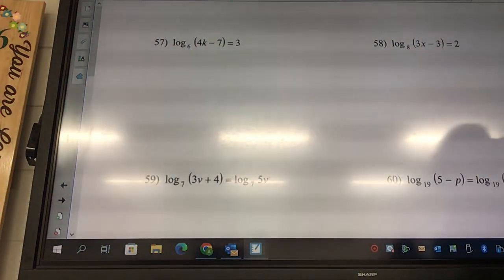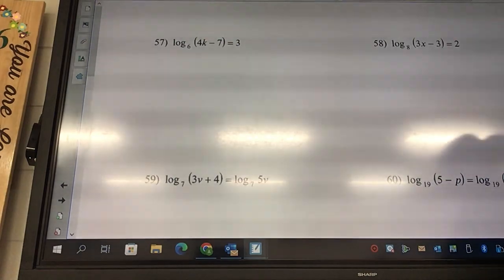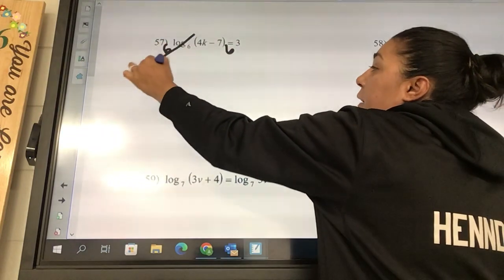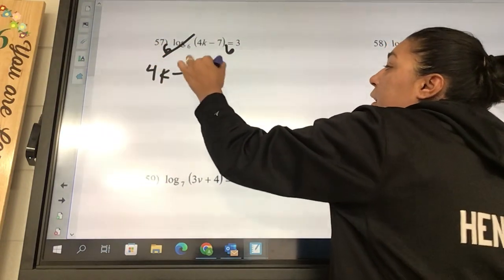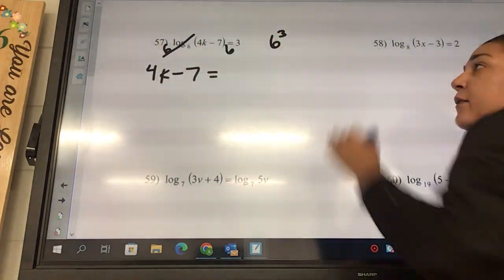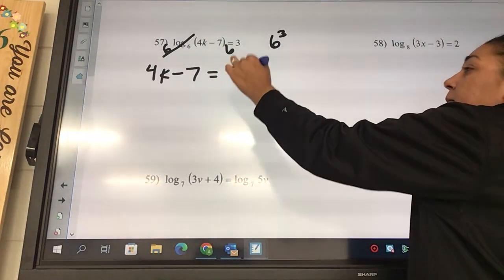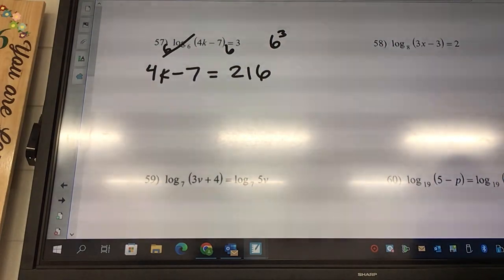Okay, 57. What's our number by the log? 6. So we're going to say 6 and 6. So we got 4k minus 7 equals, what is 6 to the third power? 216. And then what?